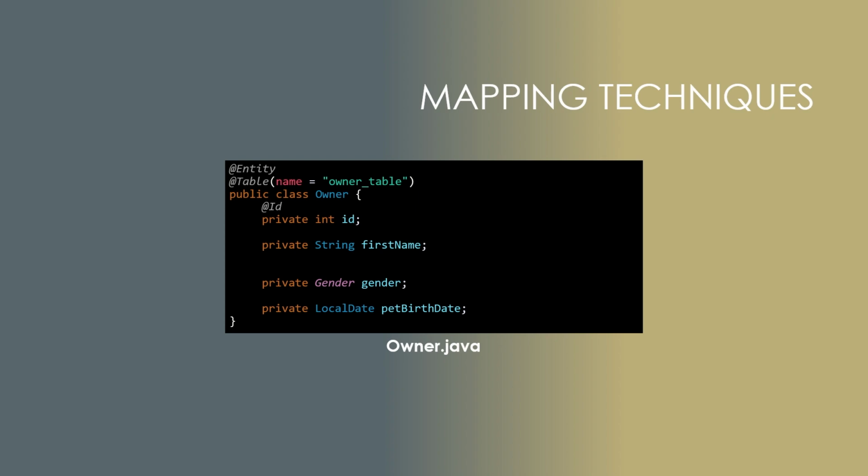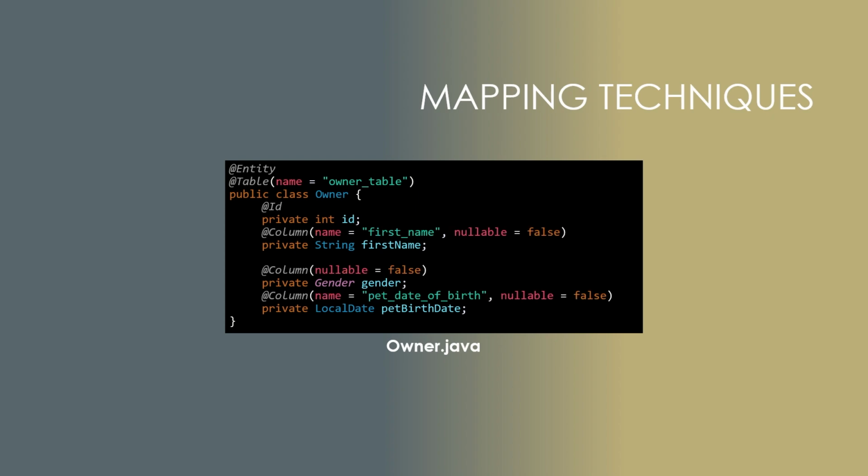Now for this ID, if you want to use a different name, then we can have something like @column. So with the help of @column, we can make usage of a different name also. If you are happy with the same name, then it will be using the same name only. Now you will see that for first name and pet date of birth, I have made usage of this name part, but for gender I haven't used it. For ID I also haven't used it.